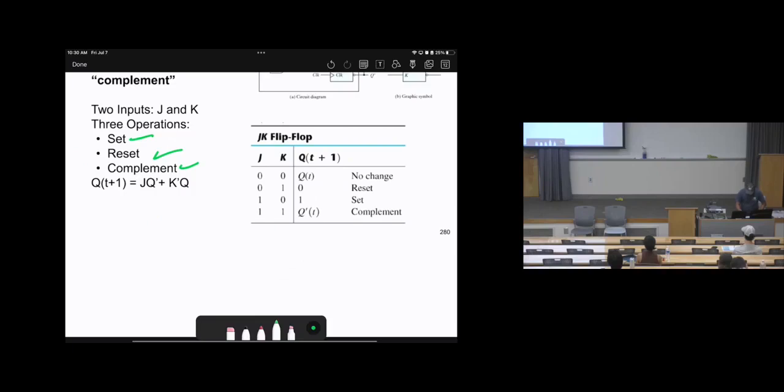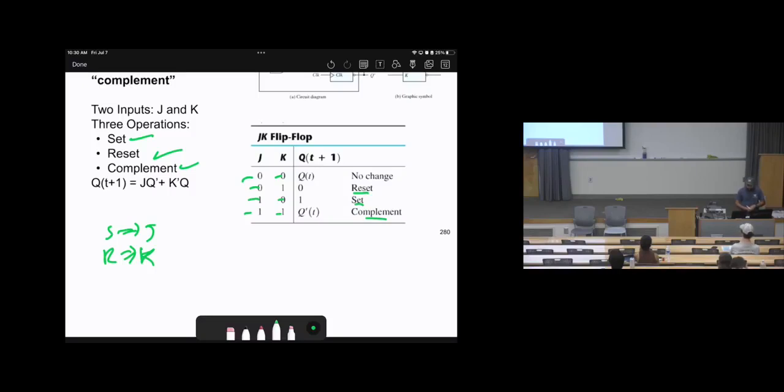So the function here: when J equals 0, K equals 0, no change. J equals 0, K equals 1, resets. J equals 1, K equals 0, sets. Both ones, this will be the complement. So it looks like we replaced S with J, and we replaced R with K. That's it. So how can we create a function?